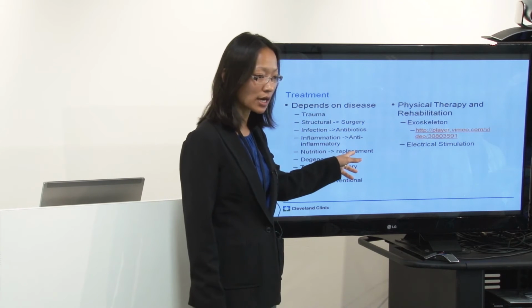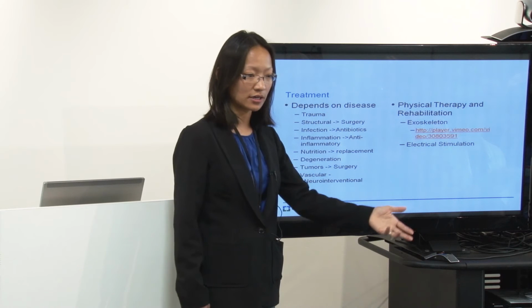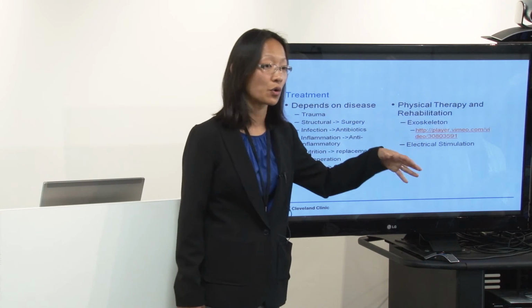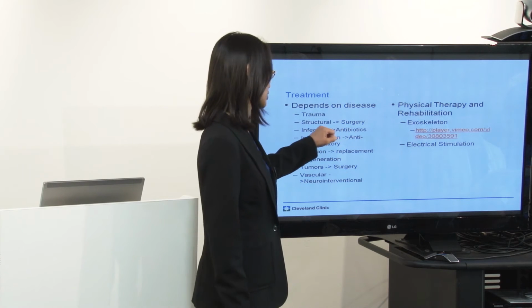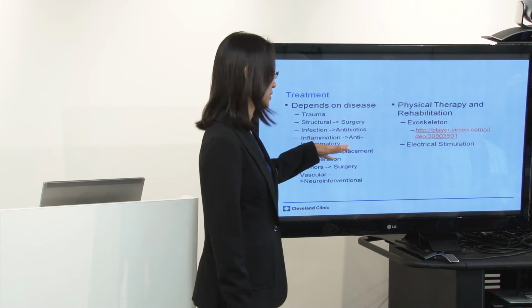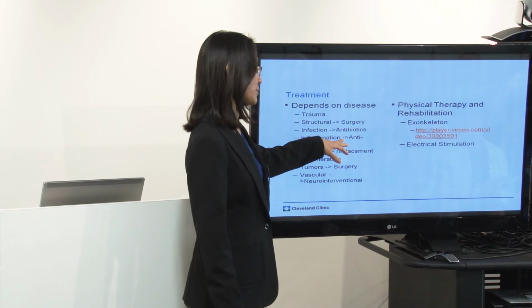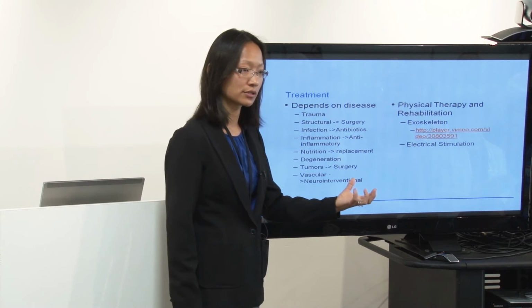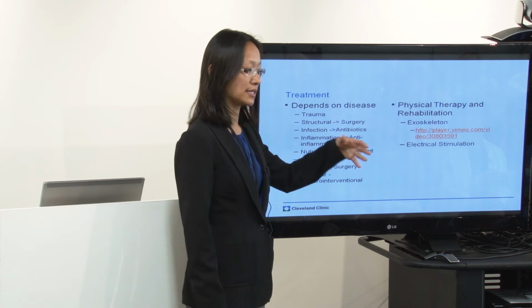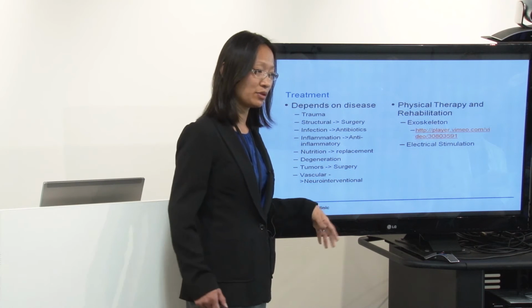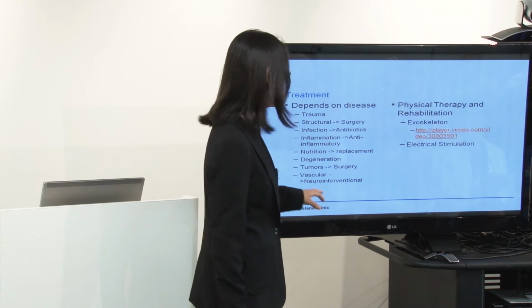If it's a structural process, if it's congenital, if it's spina bifida, they can do surgical correction. If it's a tethered cord, we can do surgical correction. If it's an infection, we can do antibiotics depending on the infection. If it's inflammatory, like transverse myelitis or multiple sclerosis, we treat it with anti-inflammatory agents. If it's nutrition, if it's just a simple B12 deficiency, we give you more B12.